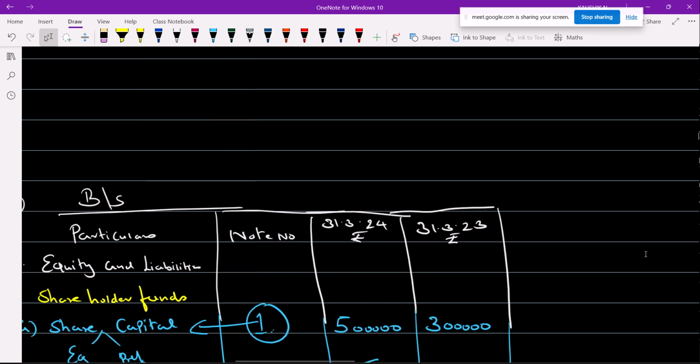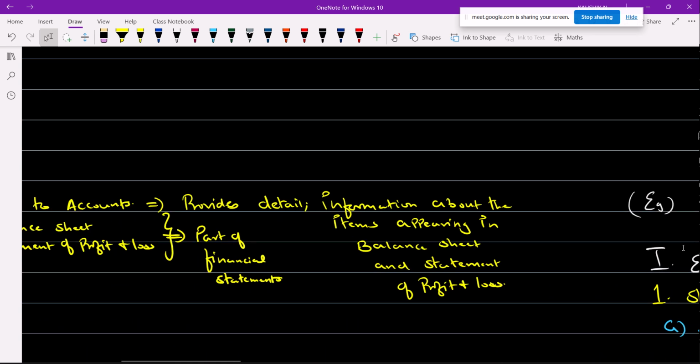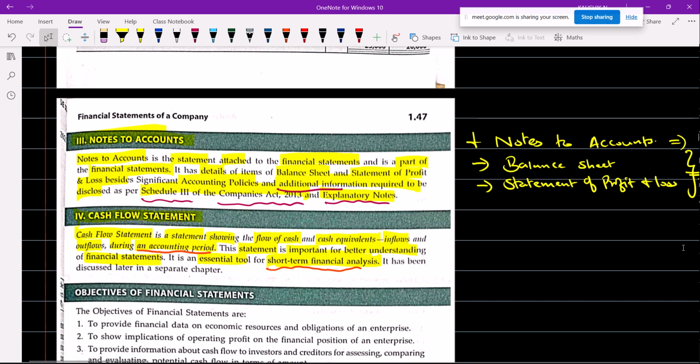Any doubt with respect to your cash flow statement? No, sir. No, sir.